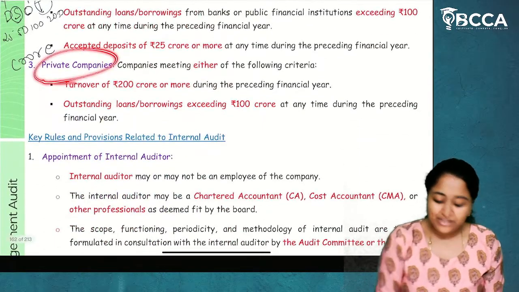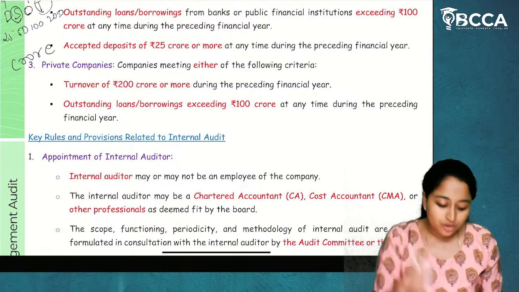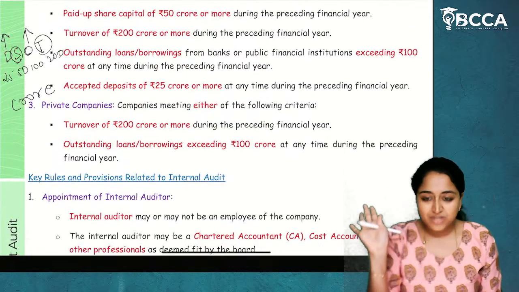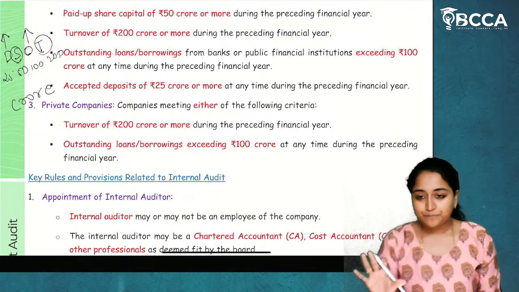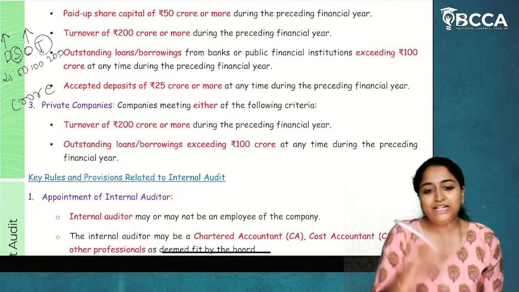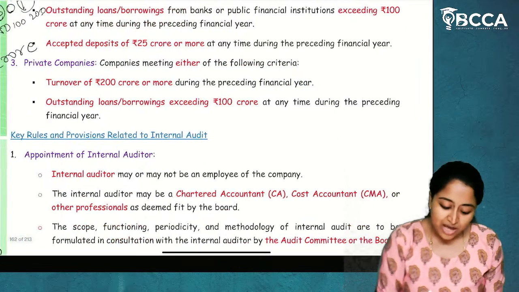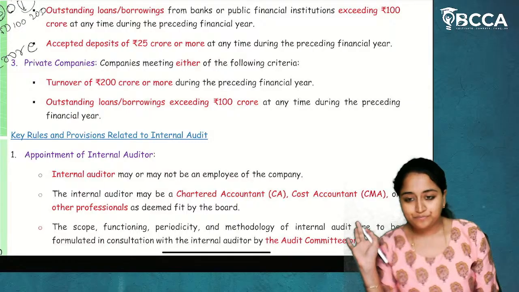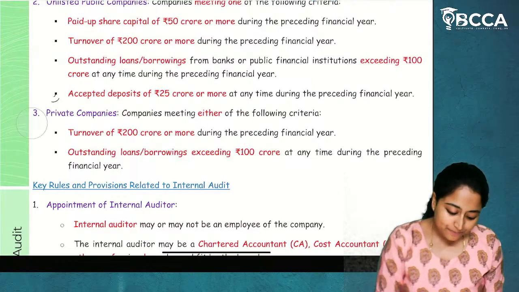Now, for a private company, we only have two. One is outstanding loans and borrowings and next is turnover. So you will eliminate the first two: deposits and paid up share capital are not there. Outstanding loans and borrowings, turnover. What is the limit? Same limit, 100 and 200. Turnover of 200 crores or more during the preceding financial year. Outstanding loans or borrowings exceeding 100 crores at any time during the preceding financial year. I hope it is clear. So this is regarding the limits.